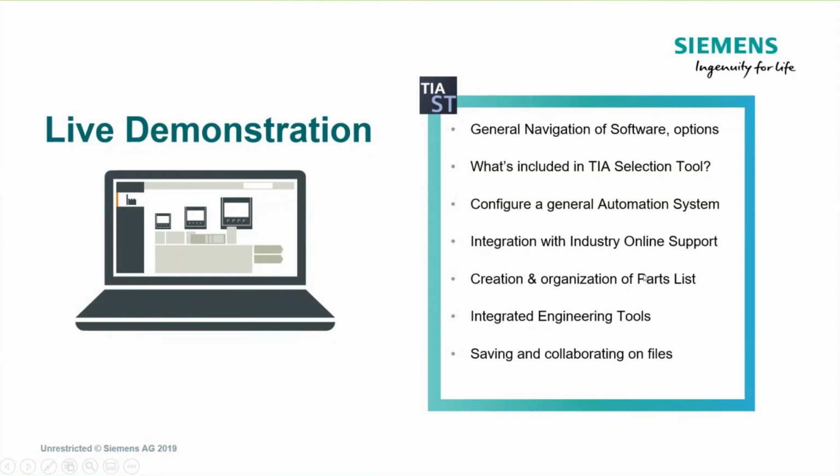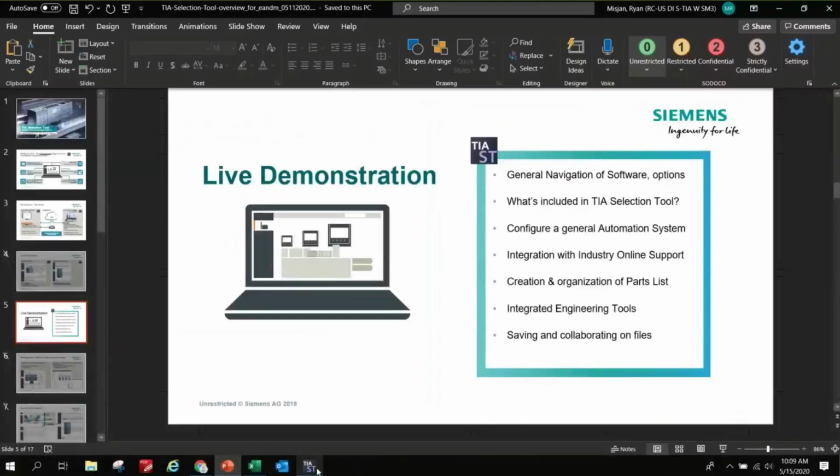I'll show you some cool things you can do with creation of parts lists or bill of materials. We have some really nice integrated engineering tools, so hooks to other tools that would be associated with the selection tool, and then how to save and collaborate on files as well. So that's what the demonstration is going to look like.